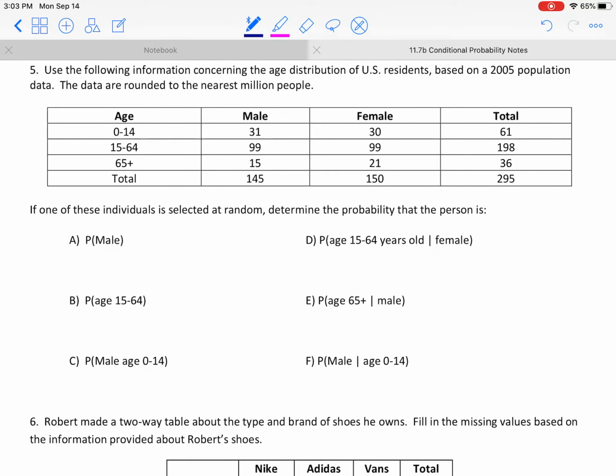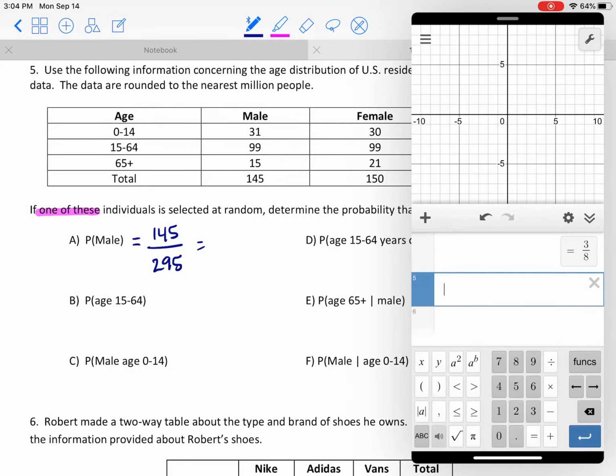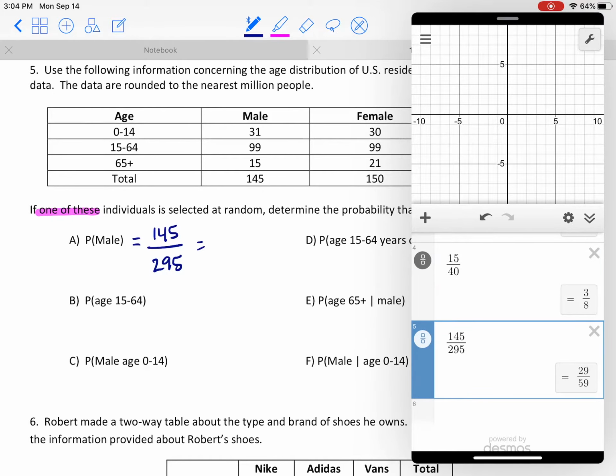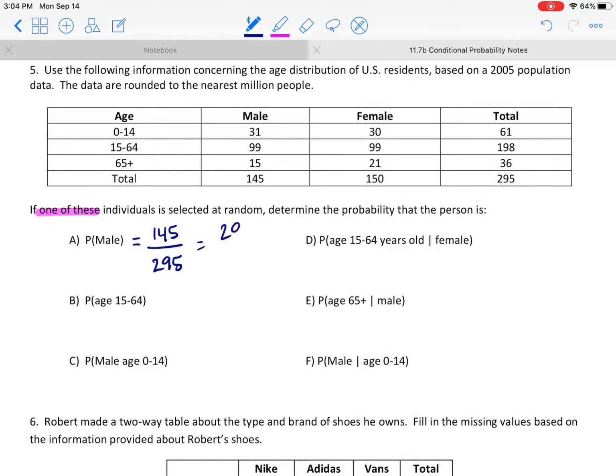Let's try to find some different probabilities. So let's see. A is not a conditional probability. We're just, again, choosing one of these individuals at random. What is the probability that they're male? Well, there are 145 males out of the 295 total. So that's just going to be a straightforward 145 out of 295. And I know it reduces, but I don't want to do it. So 145 out of 295 is 29 over 59.